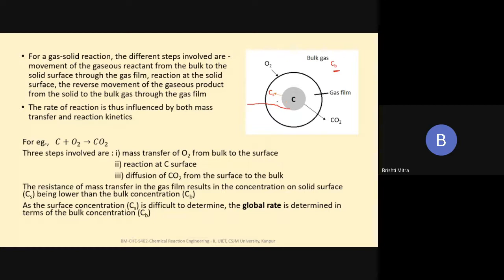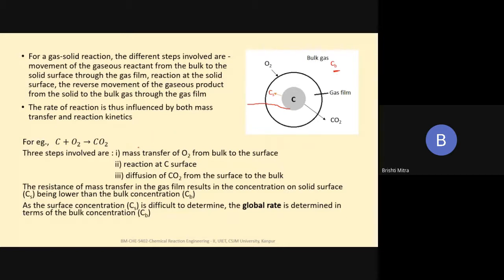But we cannot measure CAS. What we can measure is CB. So what happens is that if I try to write out the rate in terms of CB, I will get an incorrect value from what it really is, because in reality the concentration is actually lower than CB. The concentration is CS, and the rate is lower than what it should be had the reaction happened at the concentration of the bulk. This is because of mass transfer.